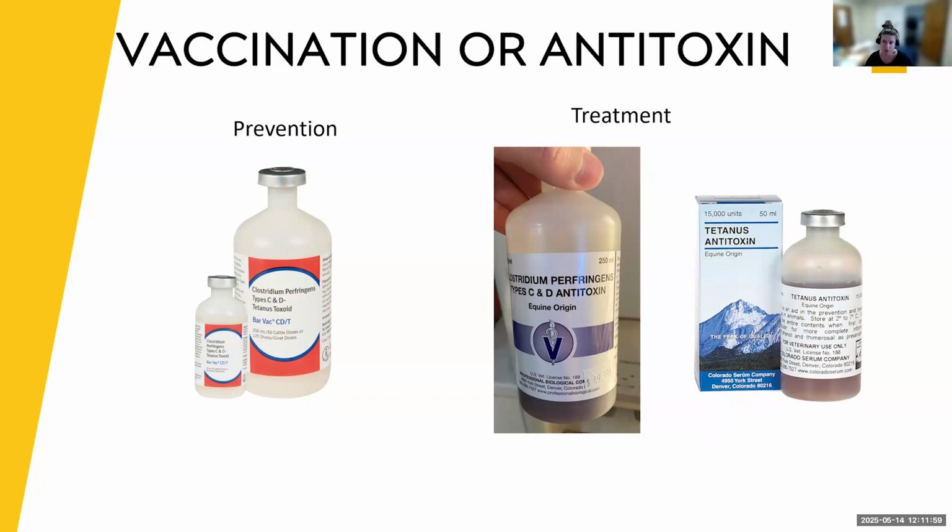Whereas treatment, there are treatment options if you catch these types of diseases early enough. Clostridium has this Clostridium perfringens type C and D antitoxin that you can use, as well as the tetanus antitoxin. And so it's important to know the difference between prevention and treatment. Sometimes these bottles can look kind of similar, and so I just want to make sure that there's clear determination between the two.